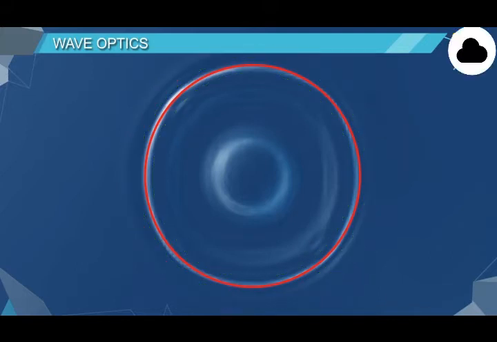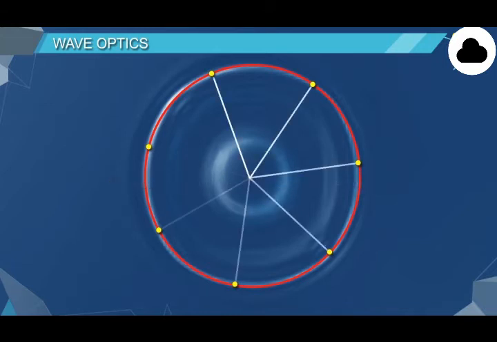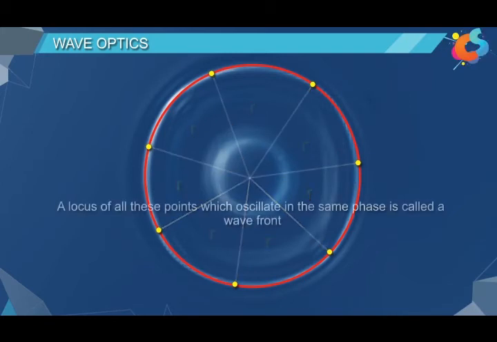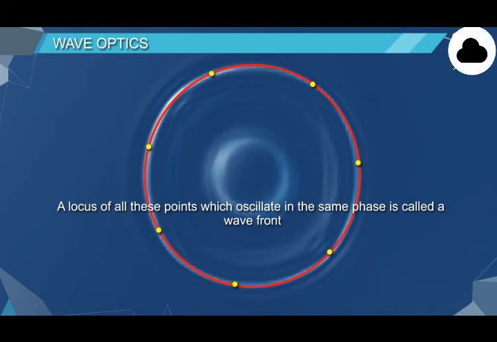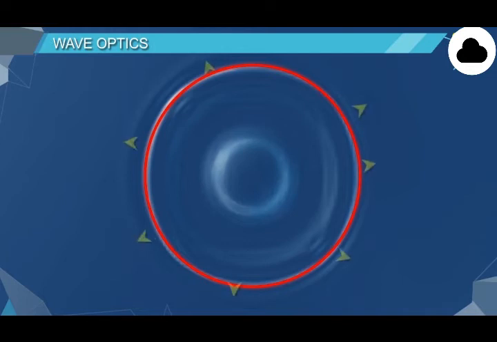All the points on the circle will oscillate with the same phase. This is because they are at the same distance from the point of impact. The locus of all these points, or the circle made out of all these points which oscillate in the same phase, is called a wavefront. The speed at which the wavefront moves outwards is called the speed of the wave.